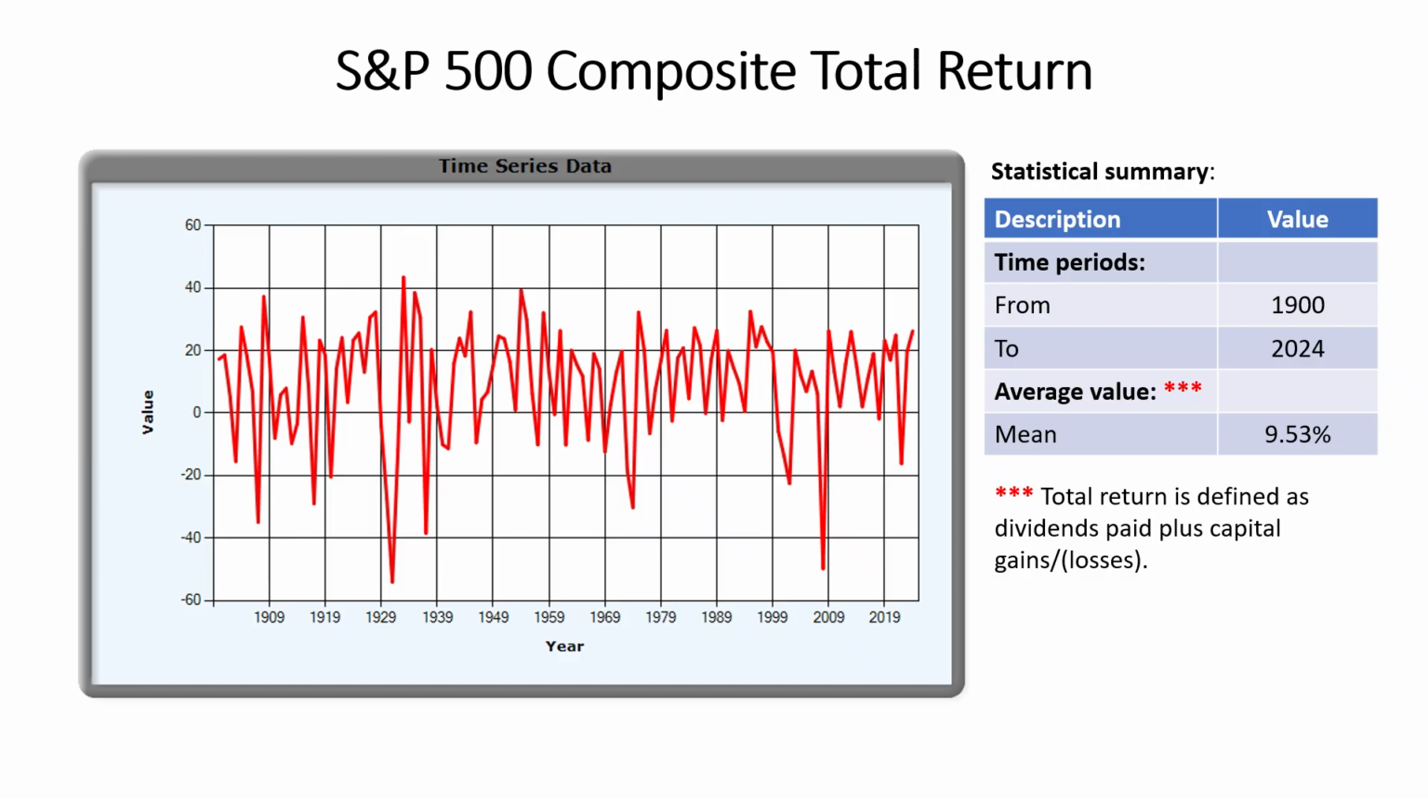The same thing in 2009. We can see that total return took a dive. That was the Great Financial Crisis. And if we look at the table to the right, the time period goes from 1900 to 2024, so it's over 100 years of history, and the mean total return over that entire period of time was 9.53%.